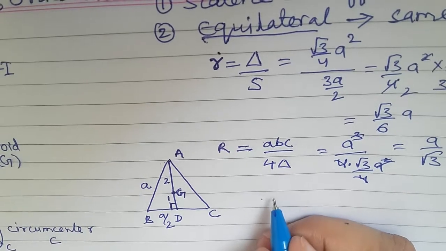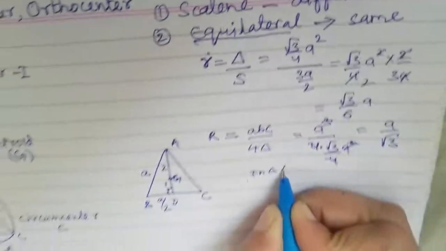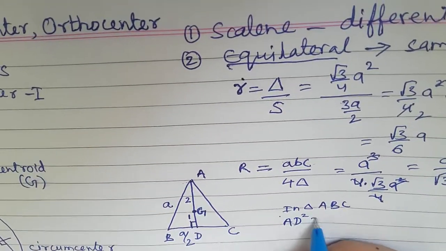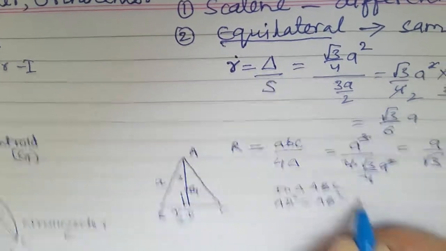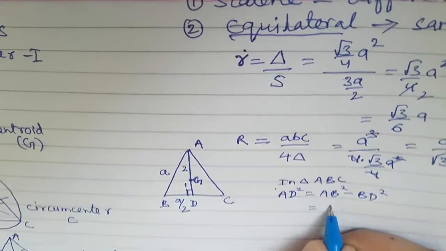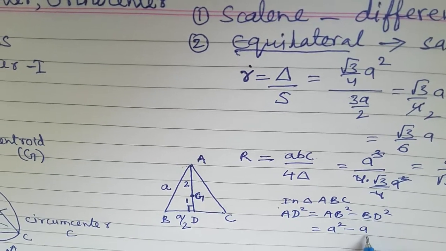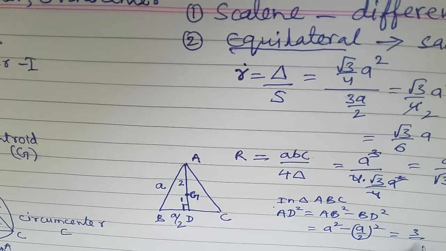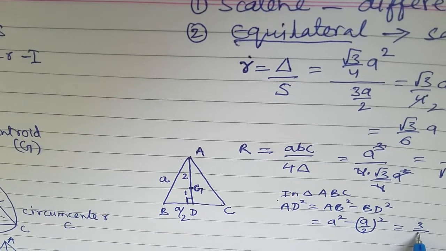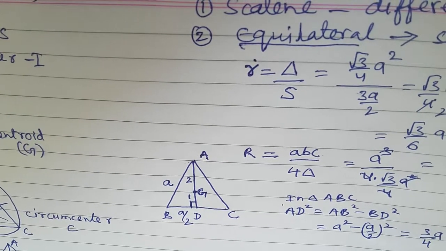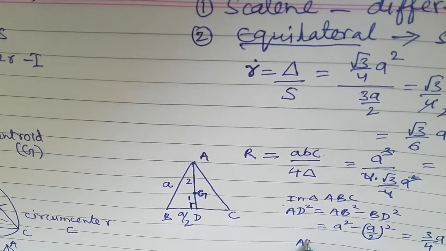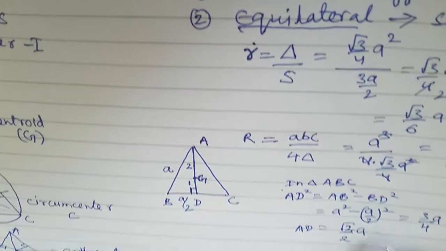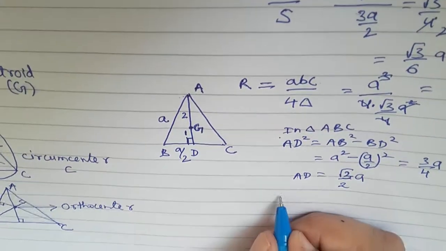Okay, so in triangle ABD, using Pythagoras theorem, AD square is equal to AB square minus BD square. AB here is a, so a square, and BD here is a by 2 whole square. So simplifying this, we will get 3 upon 4 a square. And AD will be root 3 upon 2 a. So let us try to calculate AG here.